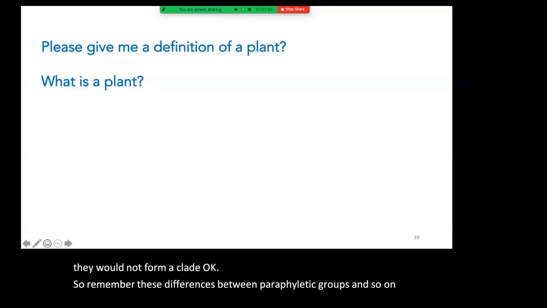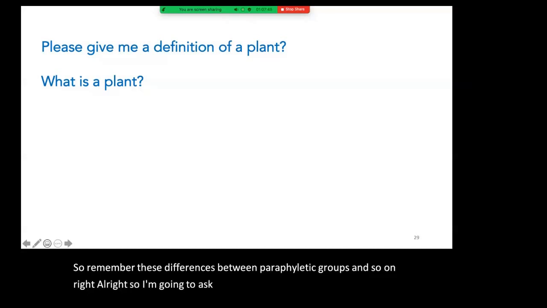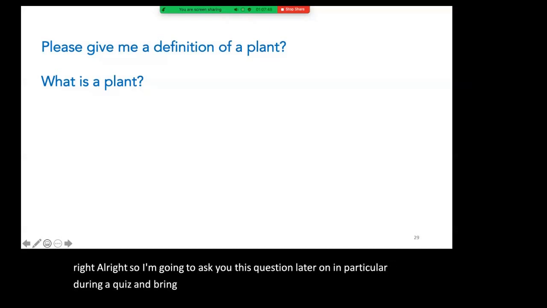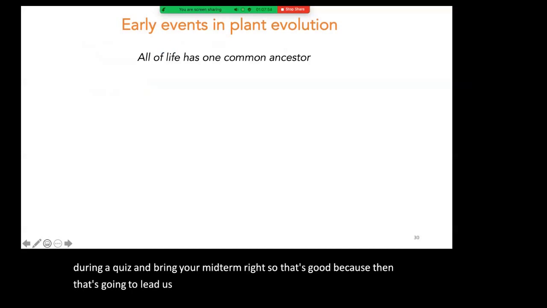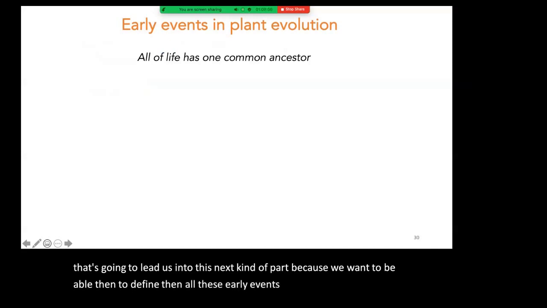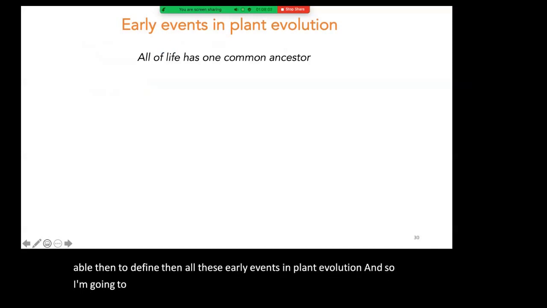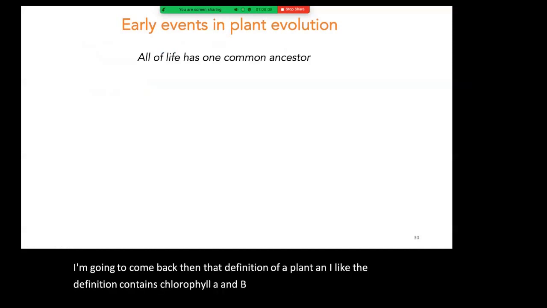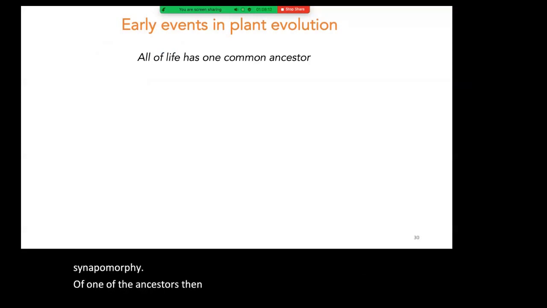I'm going to ask you this question later on, in particular during a quiz and your midterm. That's going to lead us into the next part, because we want to be able to define all these early events in plant evolution. So I'm going to come back to that definition of a plant. And I like the definition contains chlorophyll A and B because indeed that is a synapomorphy of one of the ancestors that gave rise to one of the clades.